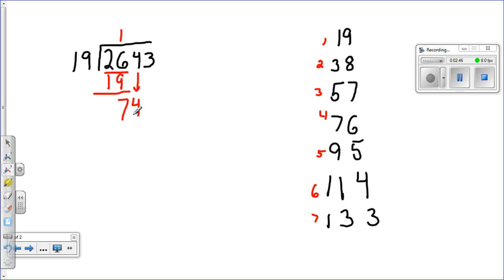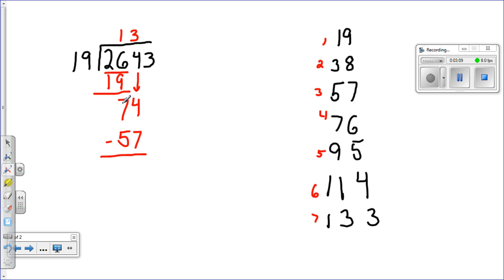So we need to go back to our list and look for a number that's less than 74. 76 is too big, so we choose the 57. So the number represented with that 57 is 3. So 19 times 3, we know off of the right is 57. So now we just subtract again. Again, we're not subtracting too big of numbers. We did these earlier in the week.